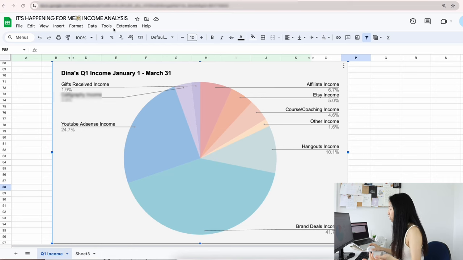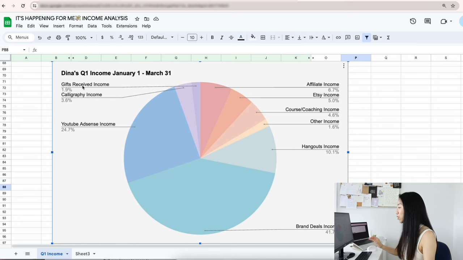And then the last one here, which is not really business income, but I still track it, is gifts received income. So this is when people give me money. I did have my birthday in the last 3 months, and some of the gifts were cash gifts. So that was also part of my income, but not really business income.